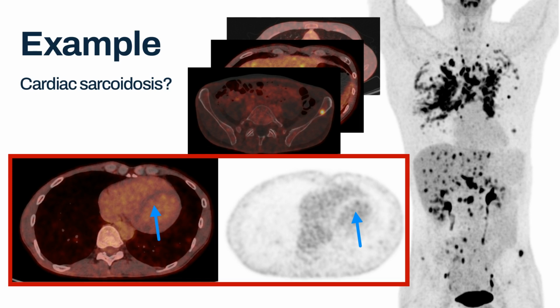No abnormal FDG uptake was observed in the heart either, which led to the conclusion that cardiac sarcoidosis could be ruled out.